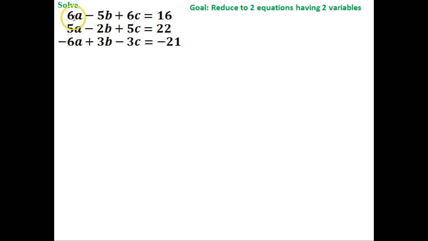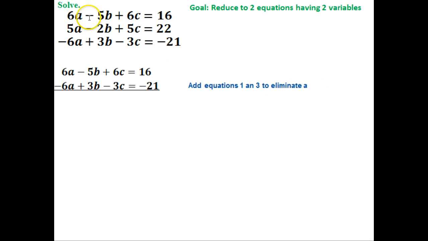The way we do that, we're going to look here and try to get rid of these a's. We've got equation 1 and equation 3, so I'm going to combine those two to eliminate my a's. Here are my two equations, the same exact equations, I just rewrote them. I didn't change the value at all. I noticed I got a 6a here and a minus 6a here. Those will cancel out. Now I'm going to add each one of these.